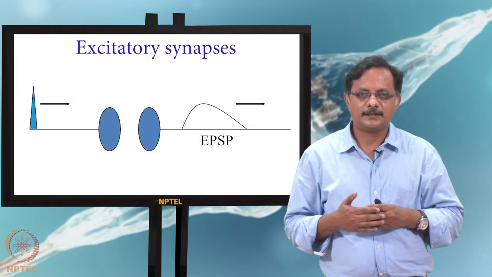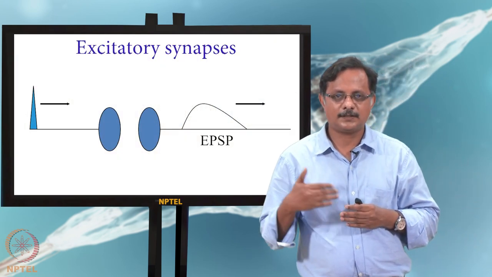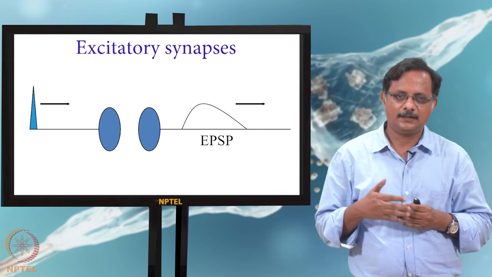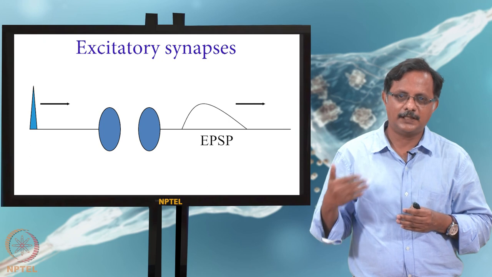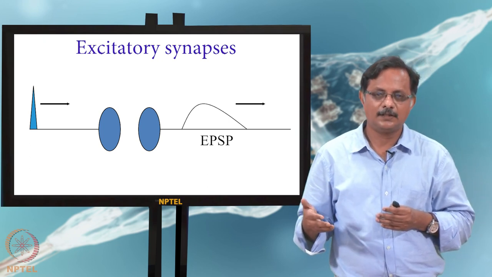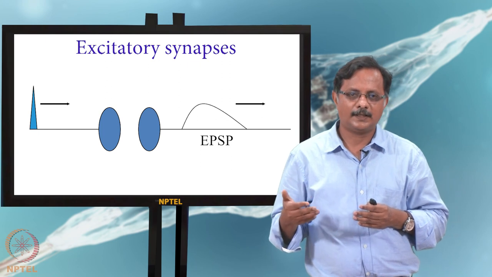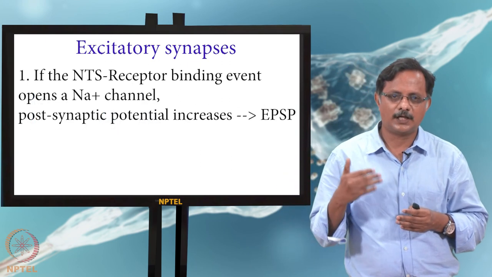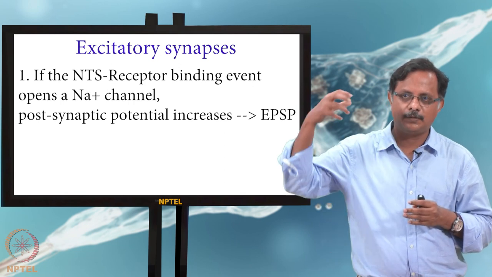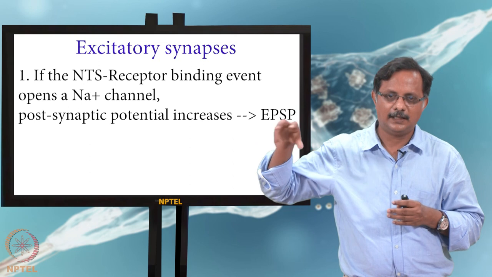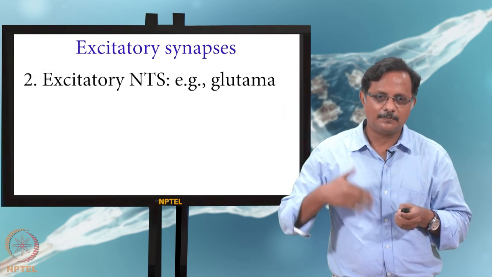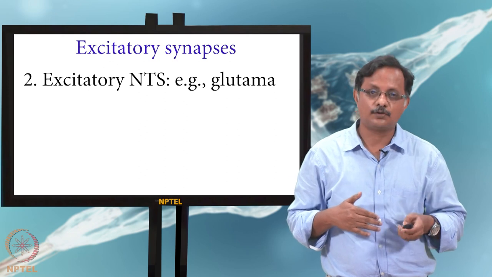So, now what makes a synapse excitatory or what makes a synapse inhibitory? We have seen in the previous segment that in excitatory synapses, the PSP is a positive voltage deflection. So, you get an EPSP, right? And that happens because the neurotransmitter receptor binding event opens a sodium channel and therefore, sodium rushes in on the postsynaptic side, thereby increasing the membrane voltage and producing an EPSP. An example of an excitatory neurotransmitter molecule is glutamate.